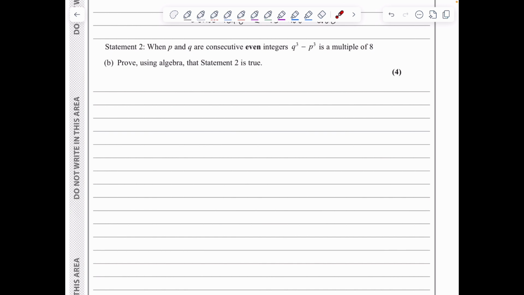Now, statement 2 says that when p and q are consecutive even integers, then q cubed minus p cubed is a multiple of 8, and we need to prove this statement using algebra. So I will start by considering p to be 2n and q to be 2n plus 2. So if p is 2n, then it's surely an even integer, and 2n plus 2 is the next even integer. So we can proceed in considering now q cubed minus p cubed, which is 2n plus 2 raised to the power of 3 minus 2n raised to the power of 3.